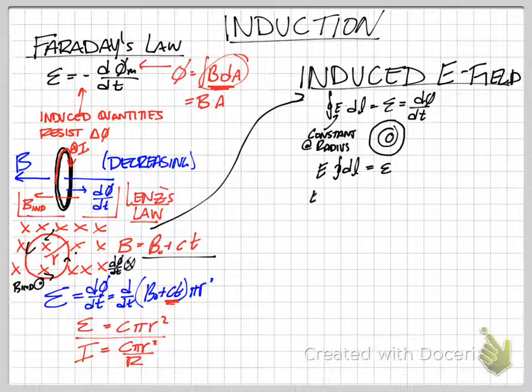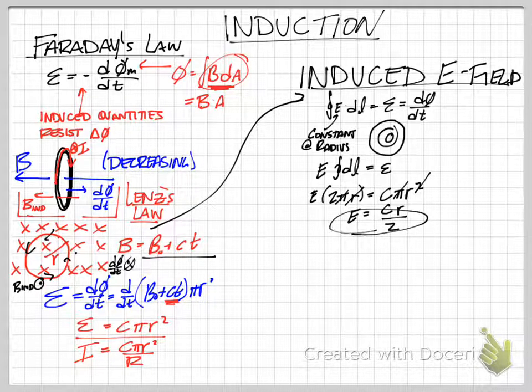So continuing, the electric field times 2 pi r, that is the length around that thing, is equal to my induced EMF, which is C pi r squared. So we go ahead and solve that. And the electric field at that location is C R over 2. And that's as easy as it is to find the electric field at a location. Some things to say about this. That's kind of fun.